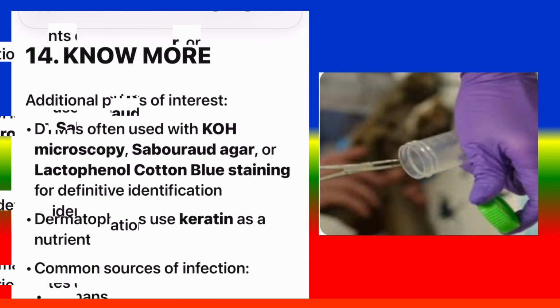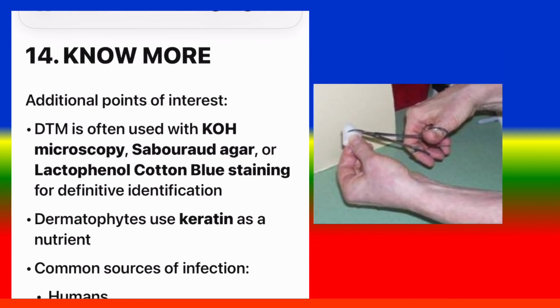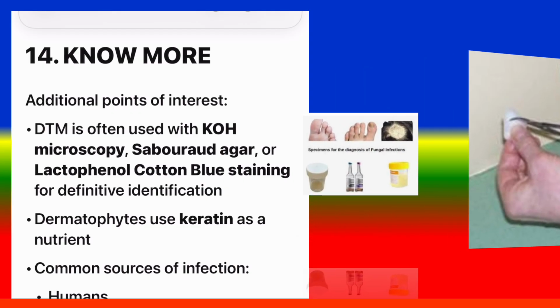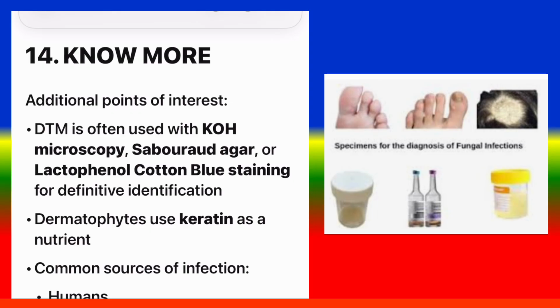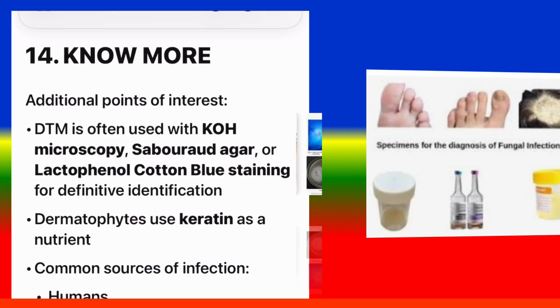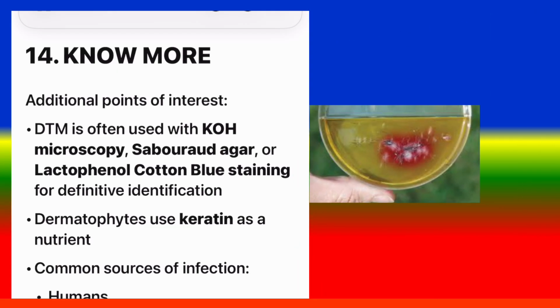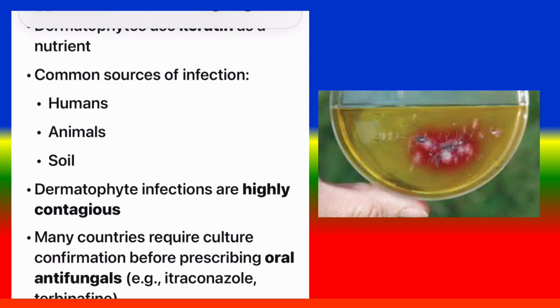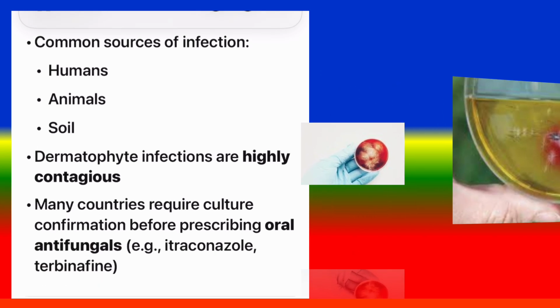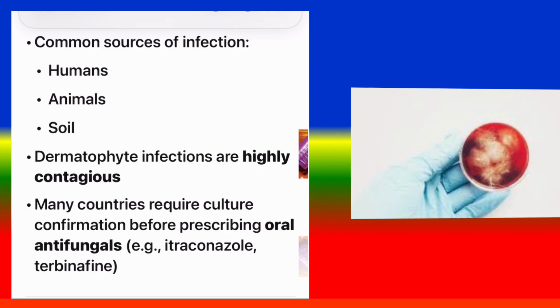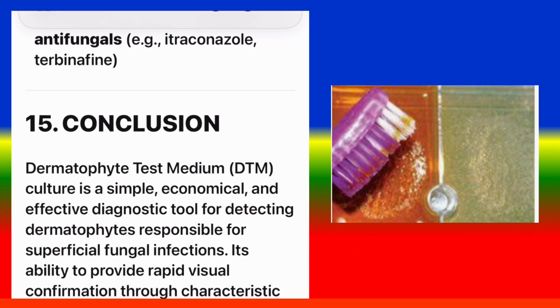Know more. Additional points of interest. DTM is often used with KOH microscopy, Sabouraud agar, or lactophenol cotton blue staining for definitive identification. Dermatophytes use keratin as a nutrient. Common sources of infection: humans, animals, and soil. Dermatophyte infections are highly contagious. Many countries require culture confirmation before prescribing oral antifungals, e.g. itraconazole, terbinafine.